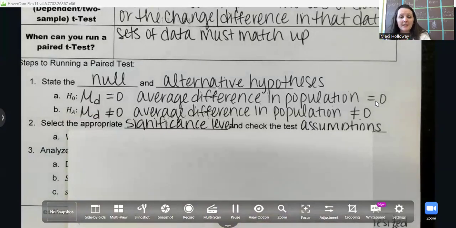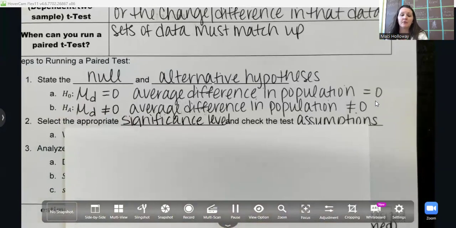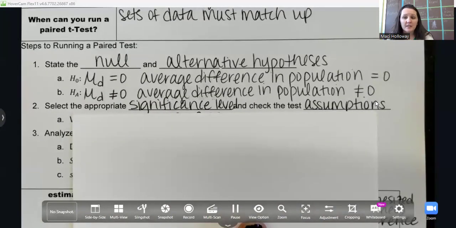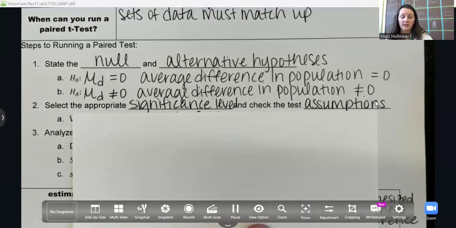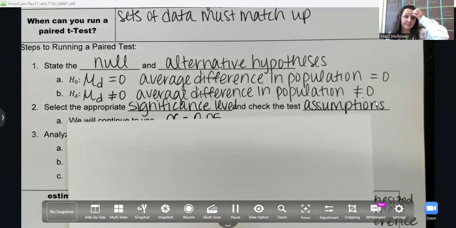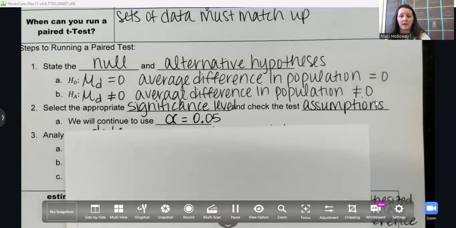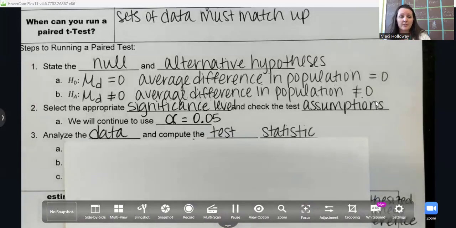Step two, select the appropriate significance level and check the test assumptions. So remember, our test assumptions are that we have individual samples, in that it's randomized, right? We talked about conducting random sampling. And again, our significance level is 0.05, or thinking of that 95% confidence level. Third step, analyze the data and compute the test statistic.